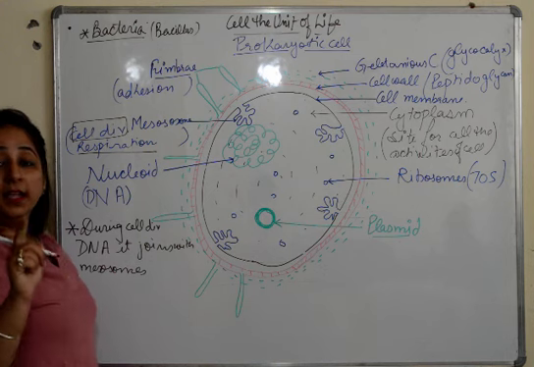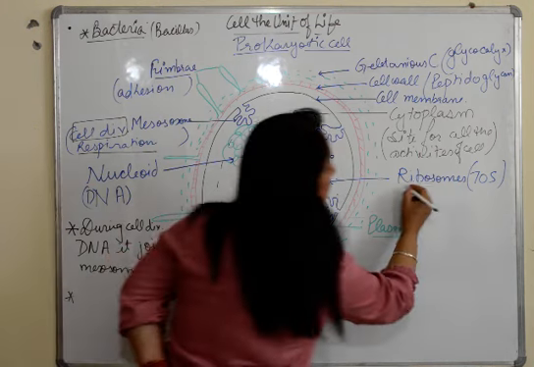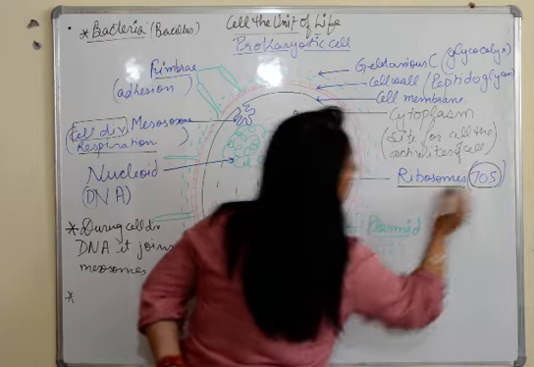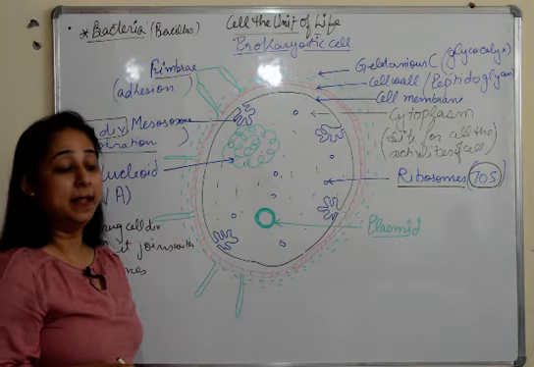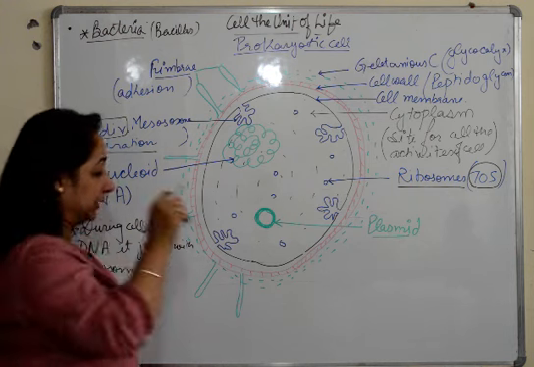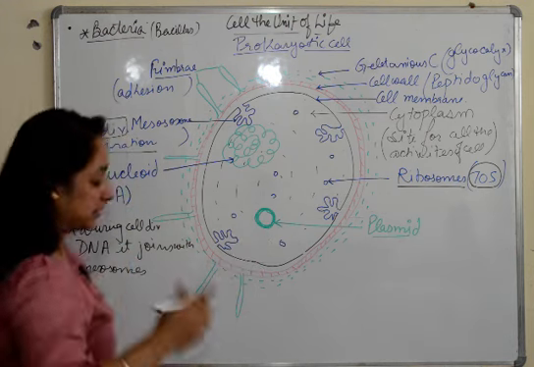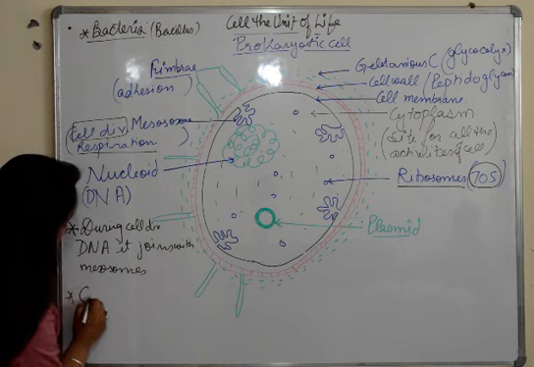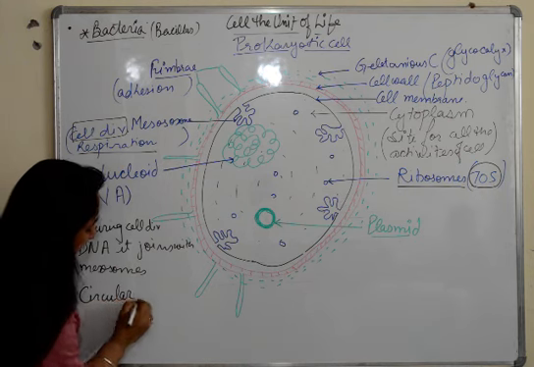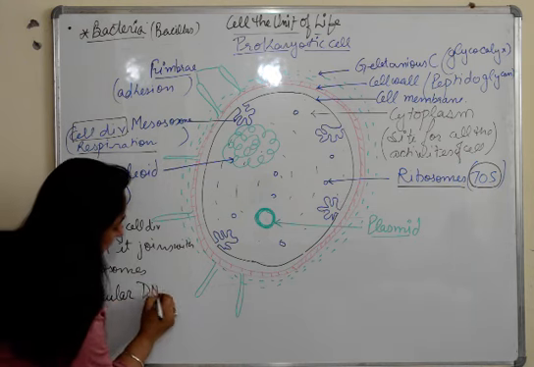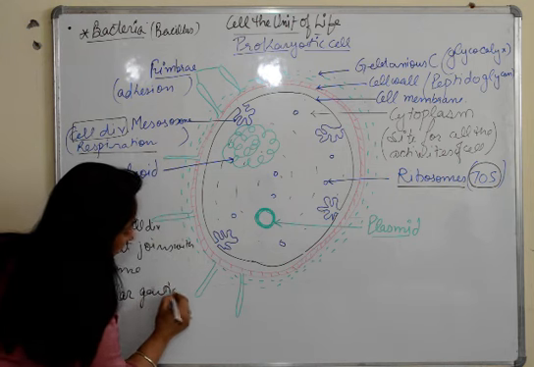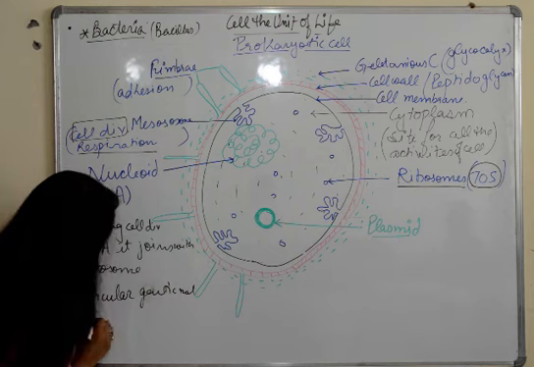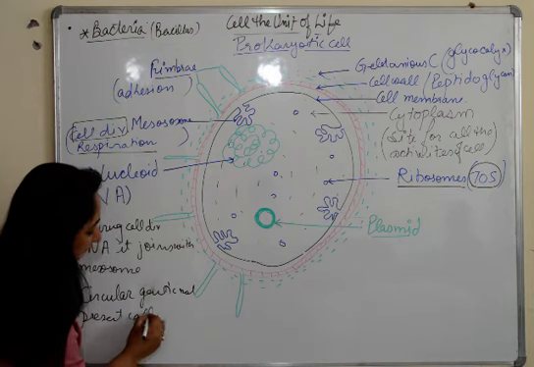After that, the ribosomes in case of prokaryotic cells are 70S, very important for MCQs as well. Then we have in some bacteria, now this plasmid, what is this? In some bacteria there is additional circular genetic material or DNA material present called plasmid.